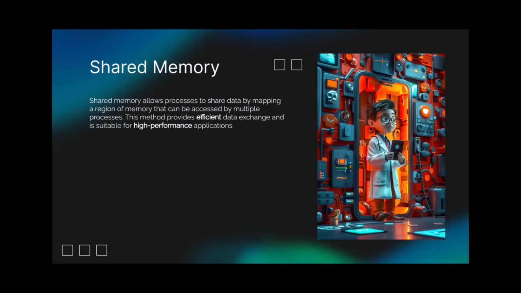First, we have shared memory. This technique involves multiple processes accessing a common memory space. It's very fast since processes can directly read from and write to memory. However, it comes with challenges, particularly regarding synchronization and the potential for data corruption if multiple processes try to modify the same memory simultaneously.